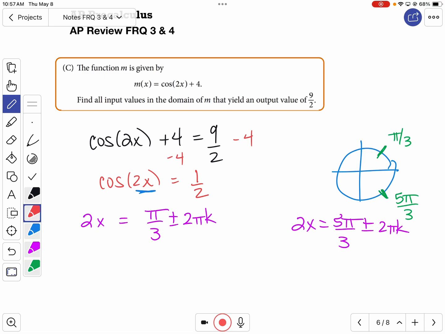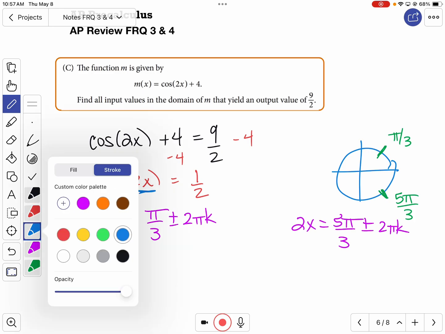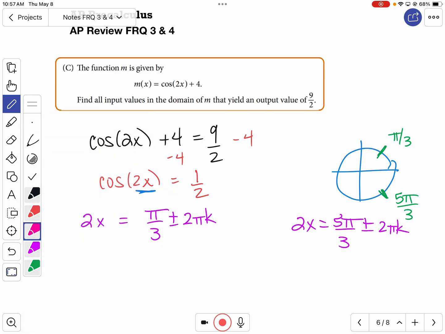Now we solve for x. To solve for x, we need to divide everything by 2. Okay, everything. So x is going to equal pi over 3 divided by 2, which would actually be pi over 6. 2 pi divided by 2 would actually be what? Pi. Yeah, just a plain pi.